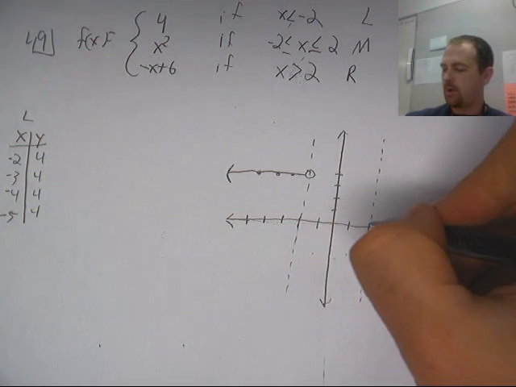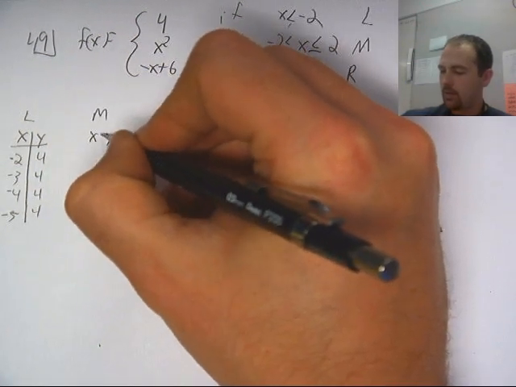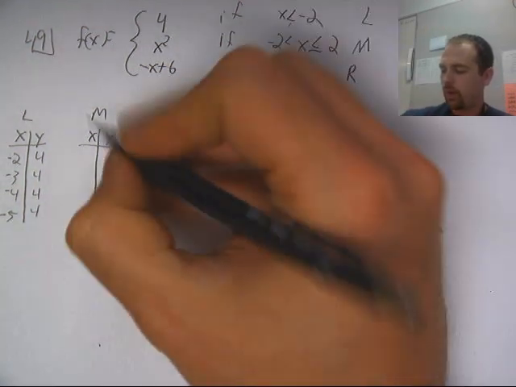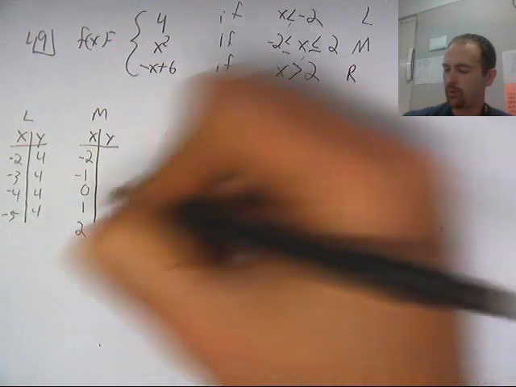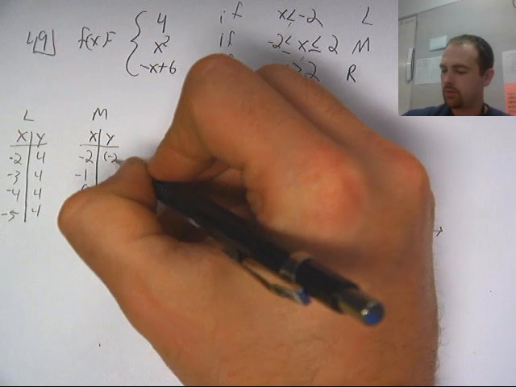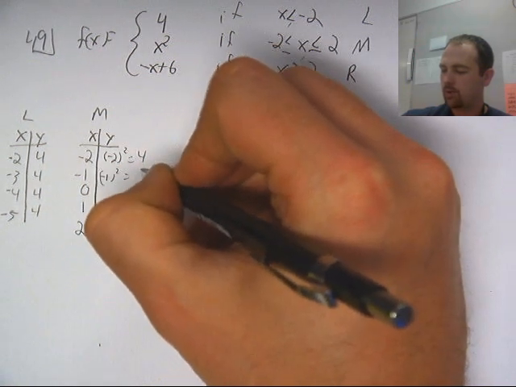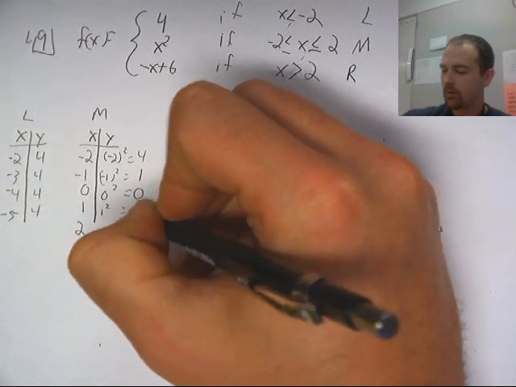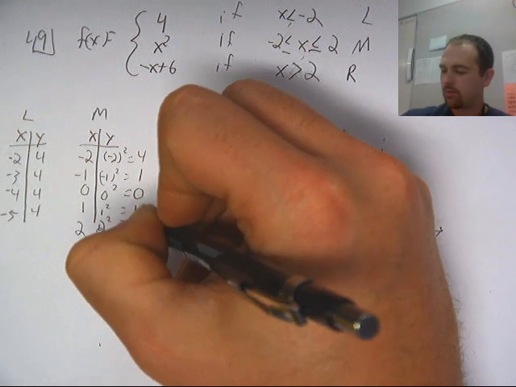Now let's do that middle section right there. Again, let's do the XY chart, and we're going to choose all of the X values that are in between. So -2, -1, 0, 1, and 2. And we've got X squared, so -2 squared is 4, -1 squared is 1, 0 squared is 0, 1 squared is 1, and 2 squared is 4.